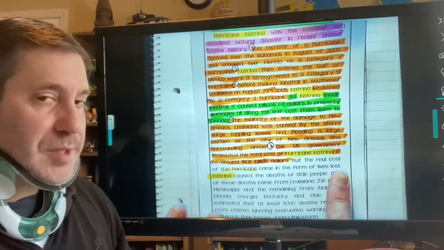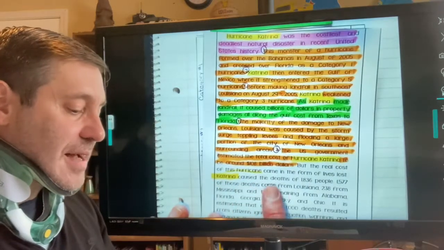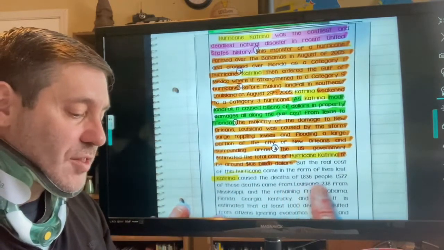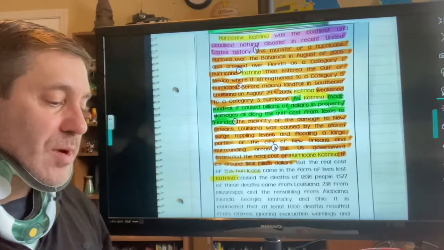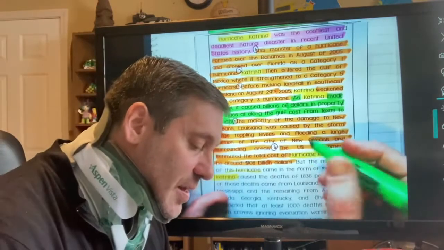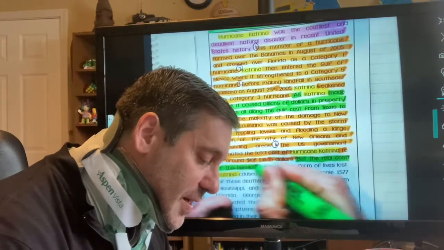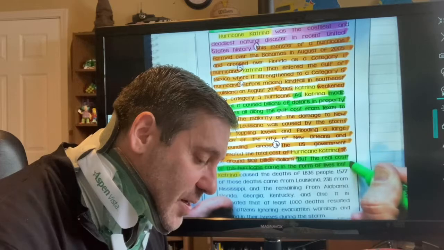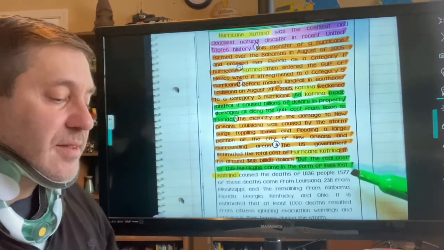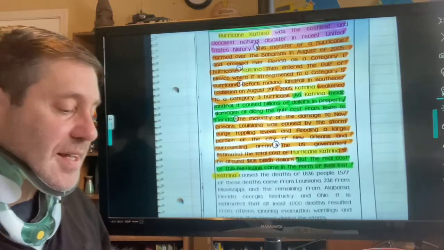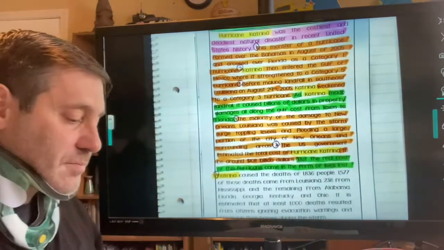Just to make sure, let's read the next sentence. Katrina caused the death of 1,836 people. Okay, that's definitely a supporting detail. So, this sentence right here, this is our transitional sentence, where we are transitioning from the hurricane being costly to the hurricane being deadly. And here we have our first detail.